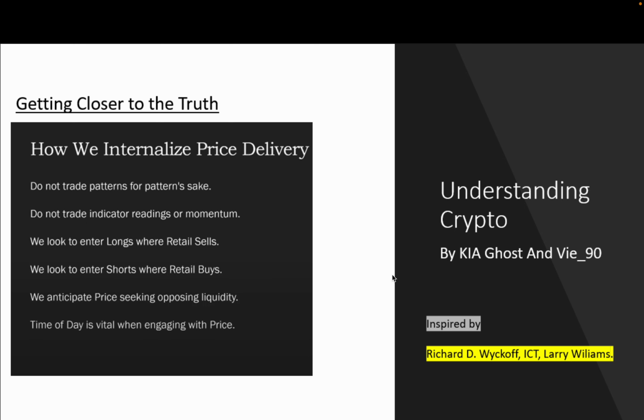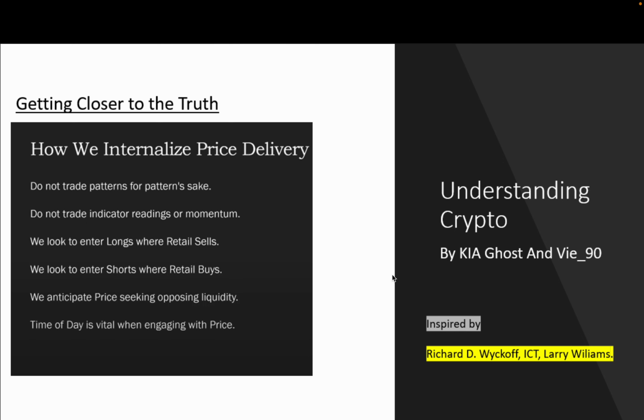First of all, we're going to start with the rules, okay? We do not use patterns. We do not use indicators, reading, or momentum. We look for entries where retail sells, okay? We look for longs where retail sells. We look for shorts where retail buys. It's basically doing the opposite of what they're doing, okay?